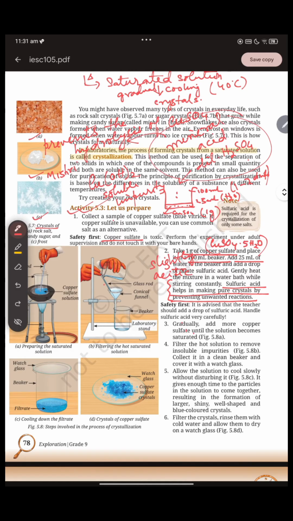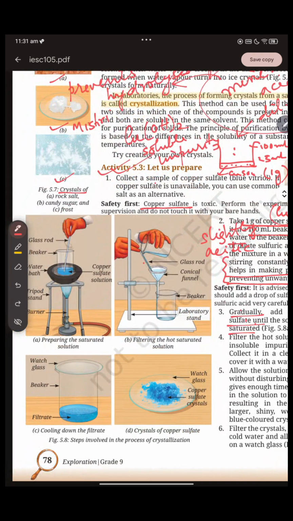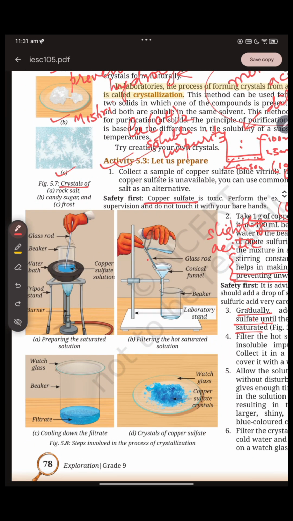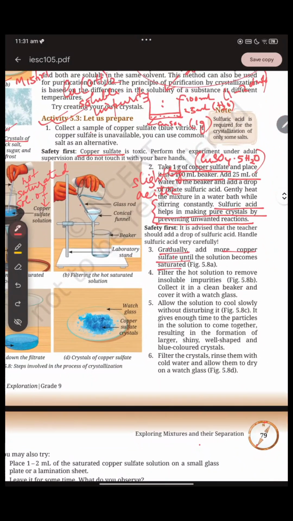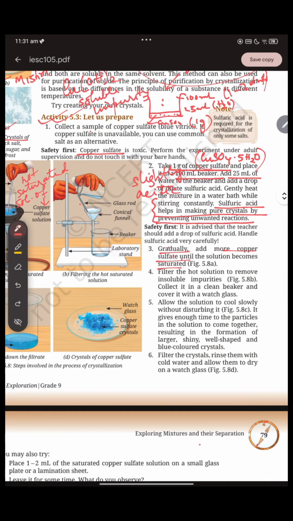Then what do you do? After gradual adding of copper sulfate, the solution becomes saturated when no more of it is able to be added, and that needs to be done in the heated condition. And so now you have prepared hot saturated solution of copper sulfate.